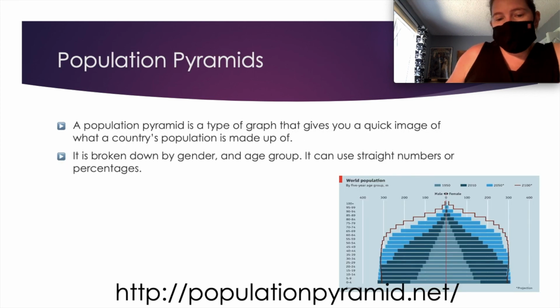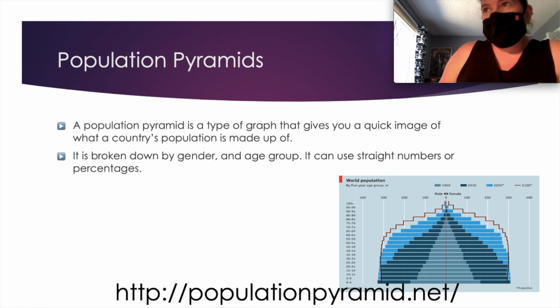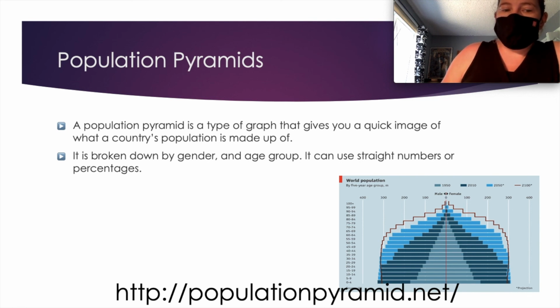Population pyramids. We're going to get a little more familiar with this because it's going to be your assignment for the week. A population pyramid is a type of graph that gives you a quick image of what a population is made of. It's a visual image broken down by gender and age group, and can use straight numbers or percentages. It stacks, starting at the bottom and working its way to the top. This is 95 to 99 years of age, and you usually have male and female, one on each side. So you see, this population has a lot of very young and not a lot of old.